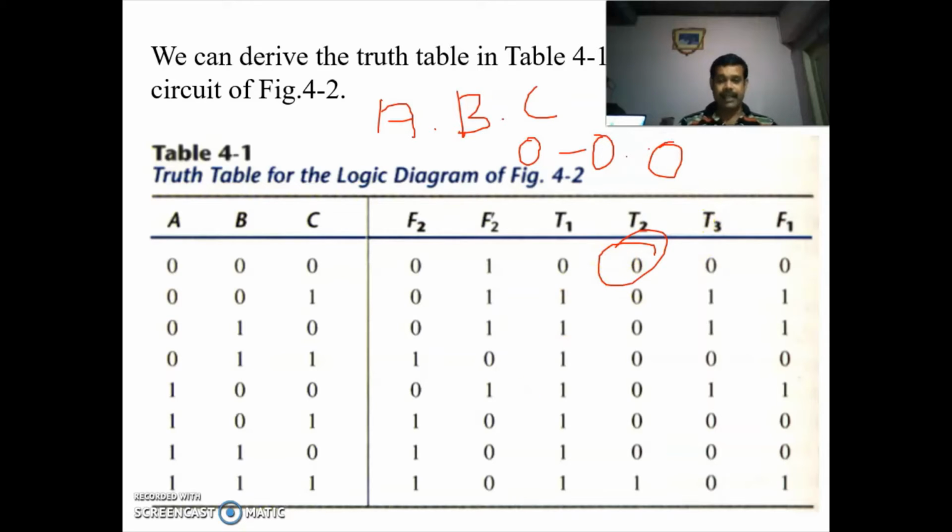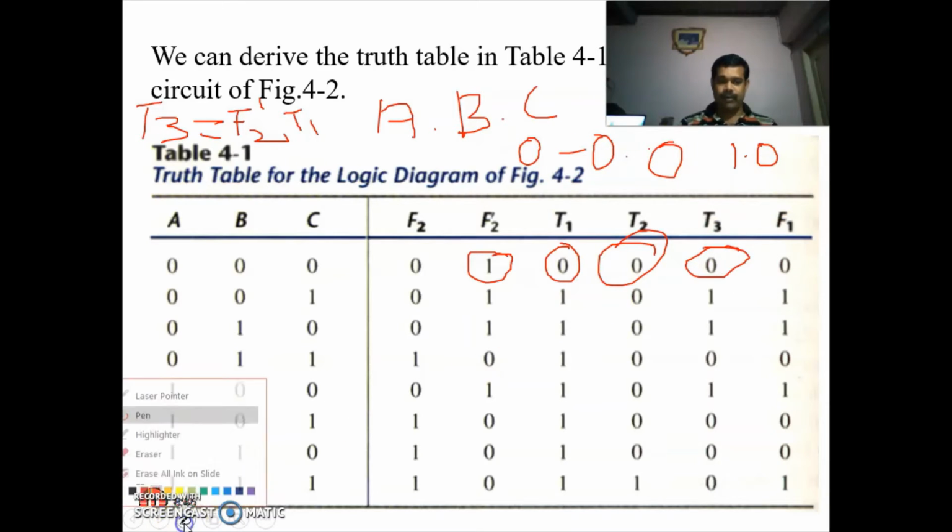Similarly, T3. The expression for T3 is F2 bar into T1. Here F2 bar is 1, and T1 is 0. So 1 into 0 is 0. So T3 is also 0.